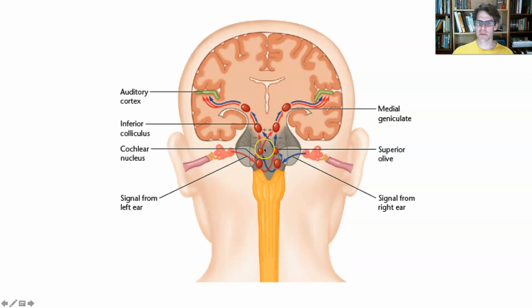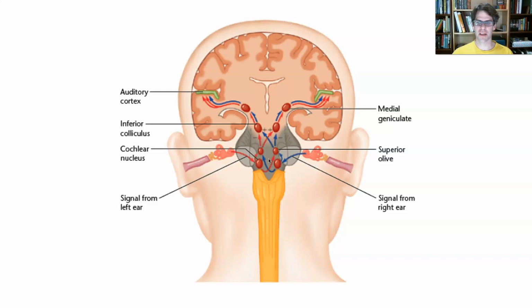So within the brainstem, even before it gets to the auditory cortex, there's a lot happening to help you respond to basic aspects of this, to help you decide, if there's a loud noise, do I turn my head right to look at it or left?